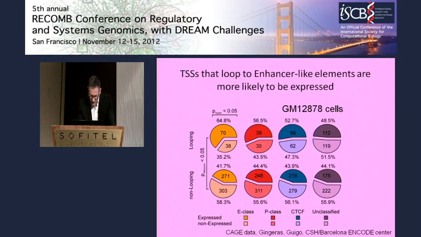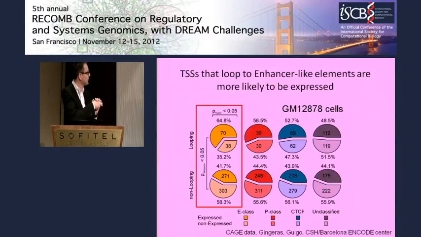So now we can ask more specific questions. If a gene interacts with an enhancer, is that in some way correlated with the gene expression state of that gene? Now it turns out that is the case. If you look at promoters that are having a long-range interaction with an enhancer-like element, the majority of them are expressed compared to those that do not have such an interaction. And in addition, those genes that are expressed and have an interaction with an enhancer are significantly more highly expressed than genes that do not have such an interaction.